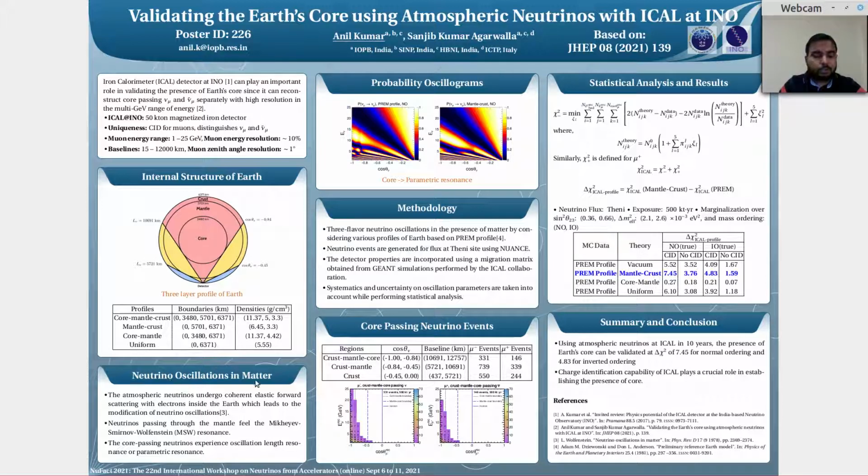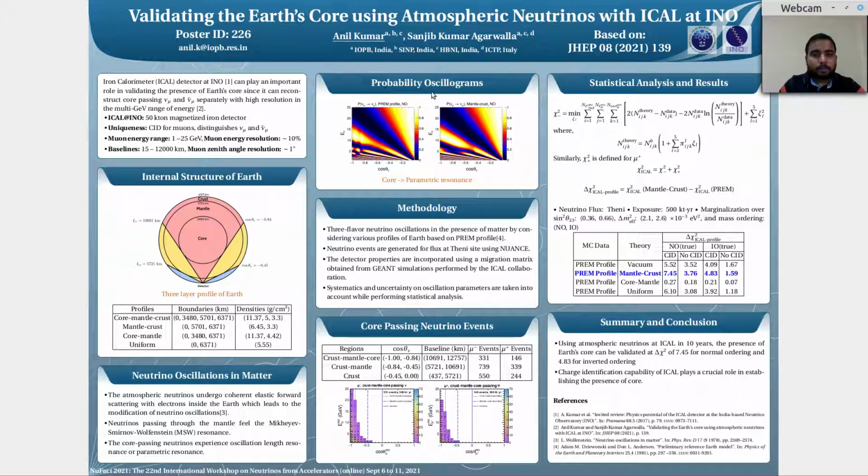When a neutrino passes through Earth, it feels the presence of matter because of the interaction with the electrons present inside the Earth. Because of this interaction, there are two types of resonances occurring. One is the MSW resonance, which occurs when a neutrino passes through the mantle. Another is the oscillation length resonance, or parametric resonance, which occurs when a neutrino passes through the core.